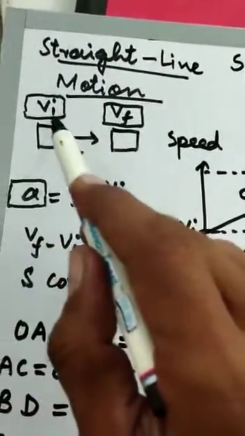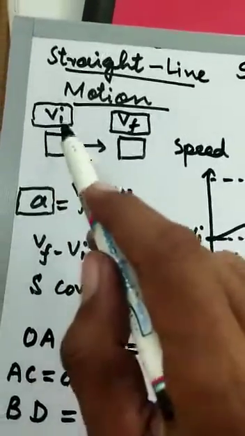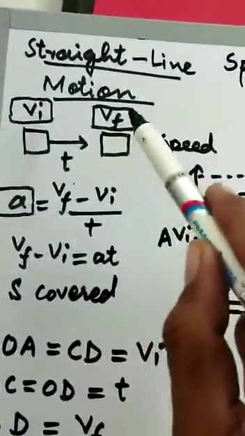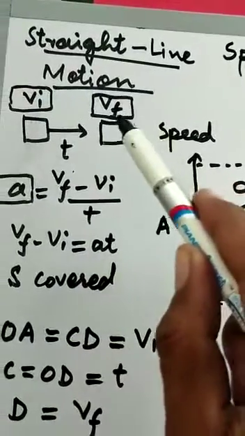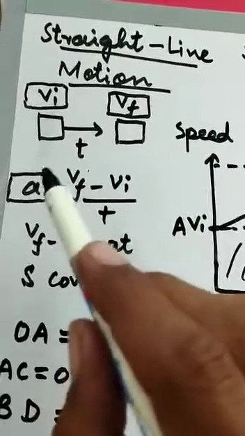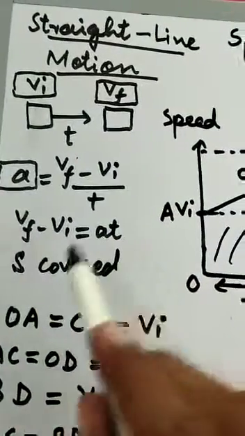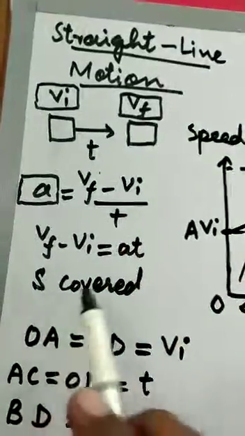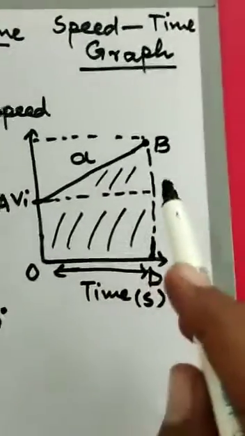Okay, now we have an object moving in a straight line. Its initial velocity is vi, its final velocity is vf, it takes time t, and it has some acceleration a, and it also covers some distance. So we have to show all these things with the help of a speed time graph.